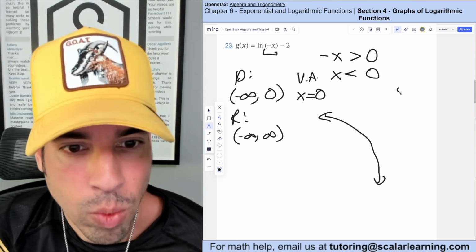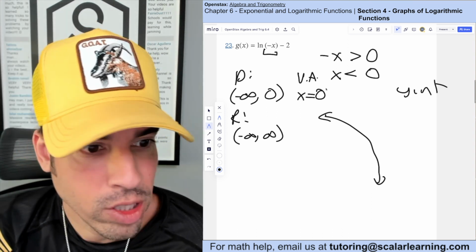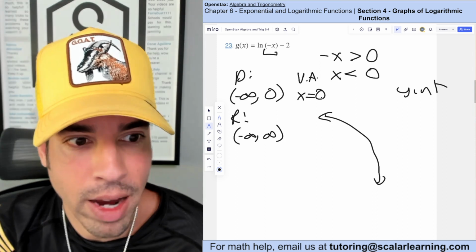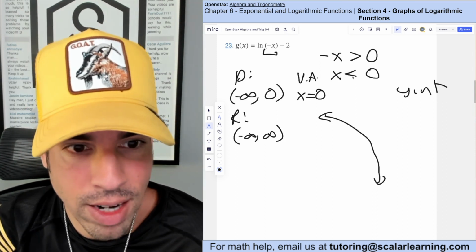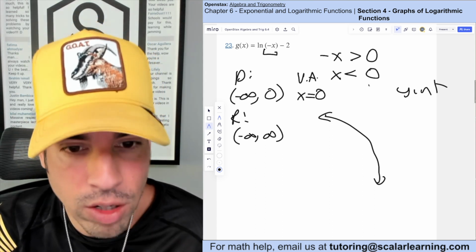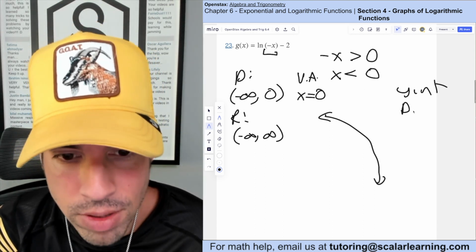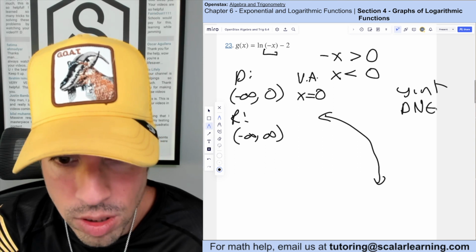Now, when we talk about a y-intercept, remember a y-intercept occurs when you plug in 0 for x, but the problem is that the domain does not include 0. We said that x has to be less than 0. It can't ever equal 0. And that means, by definition, that the y-intercept does not exist.